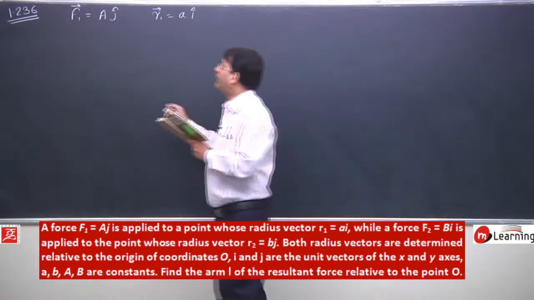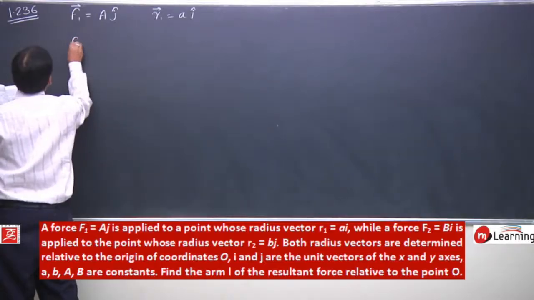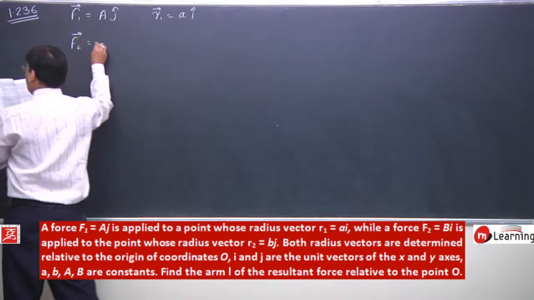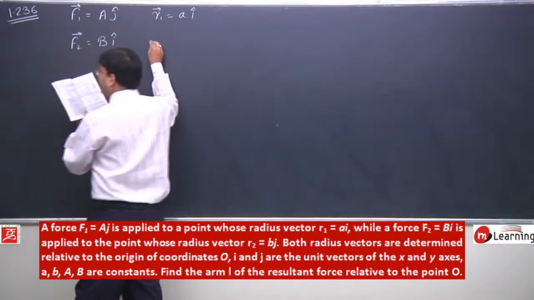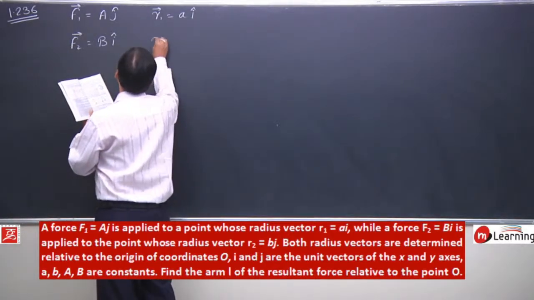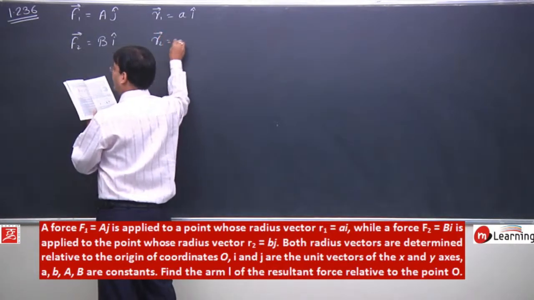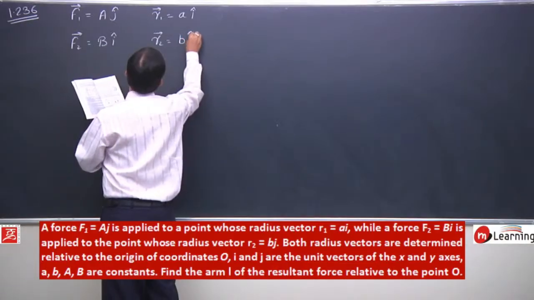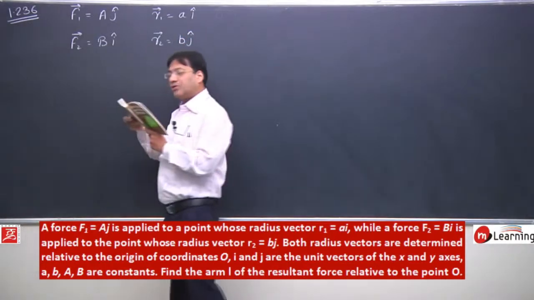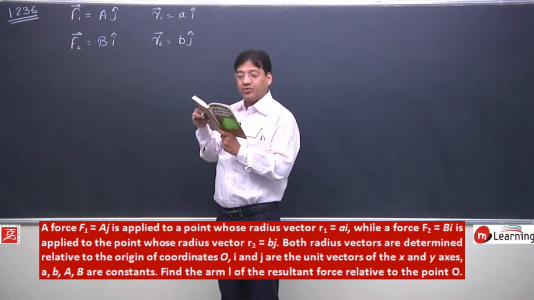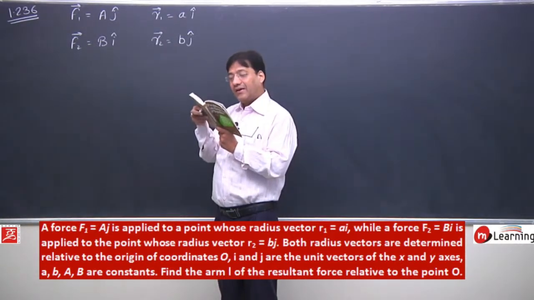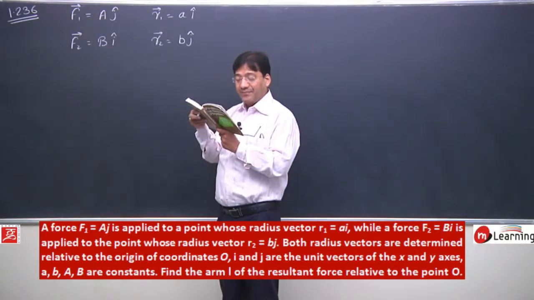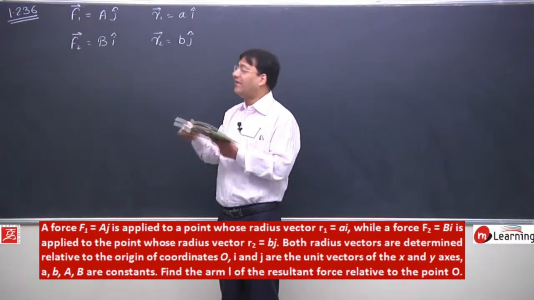While a force F2, which is equal to BI, is applied to a point whose radius vector R2 is BJ. Both radius vectors are determined relative to origin of coordinate O. I and J are unit vectors along the axes X and Y. A, B, capital A, B are constants. Find the arm length L of the resultant force.